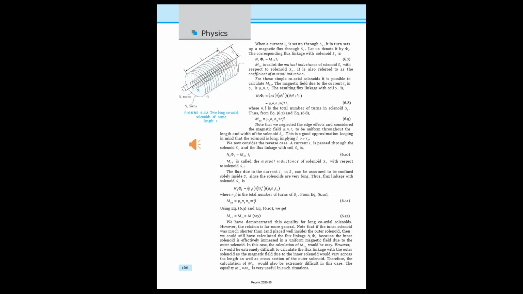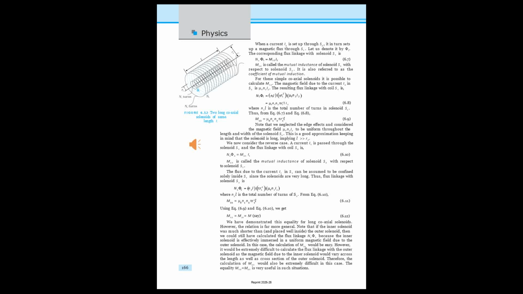For these simple coaxial solenoids, it is possible to calculate M12. The magnetic field due to the current I2 in S2 is mu0 n2 I2. The resulting flux linkage with the coil S1 is N1 phi1 is equal to n1 L into pi R1 squared into mu0 n2 I2, and that's given by mu0 n1 n2 pi R1 squared L I2, where n1 L is the total number of turns in the solenoid S1. Thus, from equations 6.7 and 6.8, we have M12 is equal to mu0 n1 n2 pi R1 squared L.